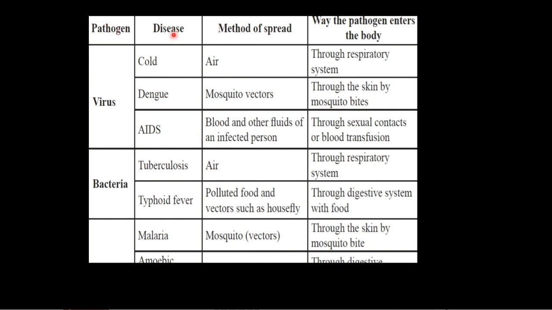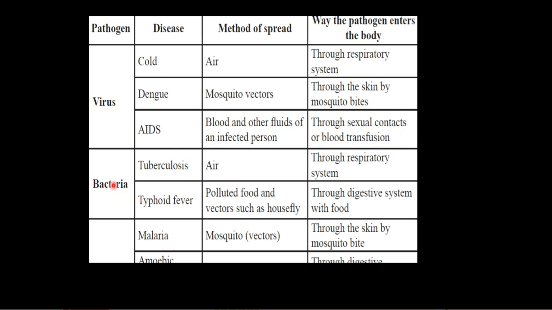Okay, so you can see here pathogen, disease, method of spread, and where the pathogen enters the body. Virus, cold, method of spread is air, and the pathogen enters the body through the respiratory system. Dengue, method of spread is mosquito vectors, and the way that the pathogen enters the body is through the skin by mosquito bites. AIDS, it means acquired immunity deficiency syndrome, and the method of spread is blood and other fluids of an infected person. The pathogen enters the body through sexual contact or blood transfusion.